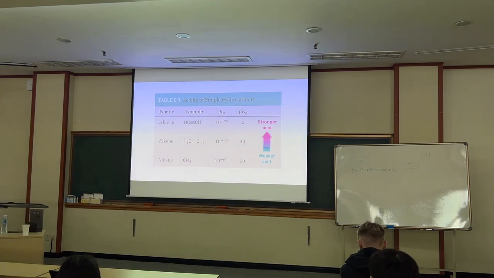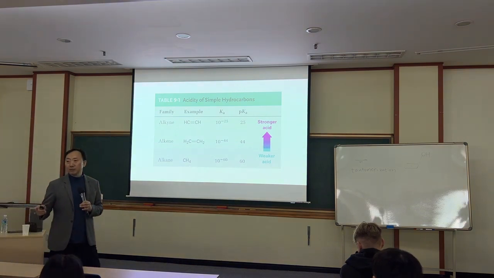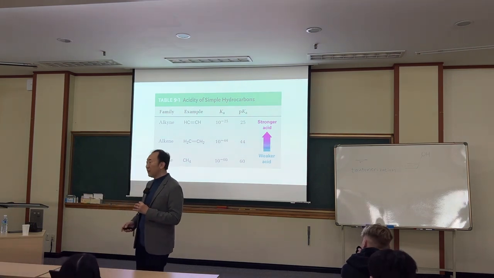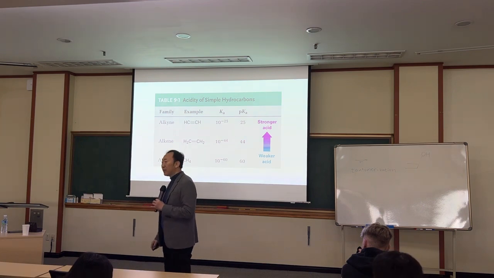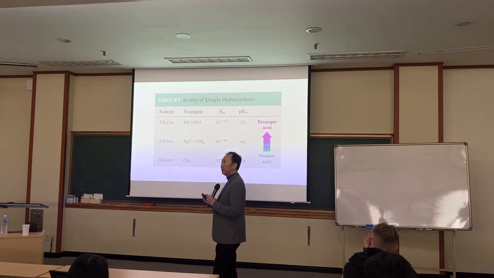So by looking at those pKa values, this one is a super weak acid. This is also a weak acid, and this one is still a weak acid, but still better than the other two. And the pKa of alkyne is 25. What is the pKa of ammonia? It's 35. That is bigger than this, and then lower than this. That's why amide cannot deprotonate this. Amide can deprotonate this. Okay.